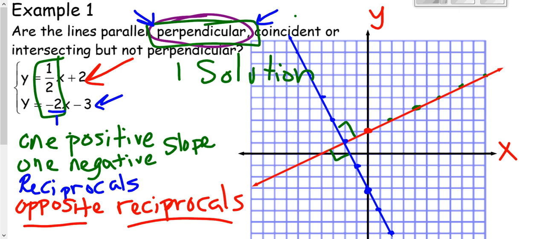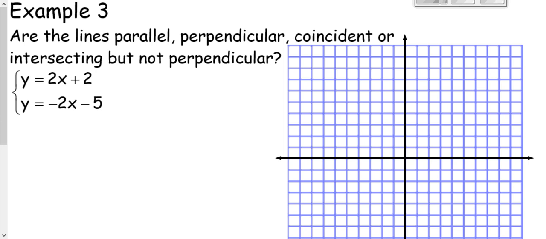All right, so then we have example 3. Again, we're trying to see are the lines parallel, perpendicular, coincident, or intersecting but not perpendicular. So let's look, and first I want you to look at the slopes. We have been talking about how important those slopes are. So what is the slope of the first line? 2. And what is the slope of the second line? -2.